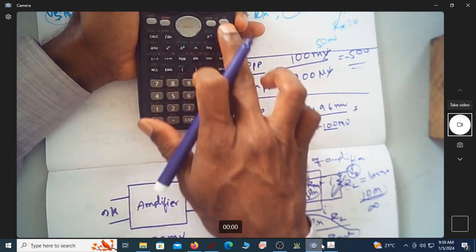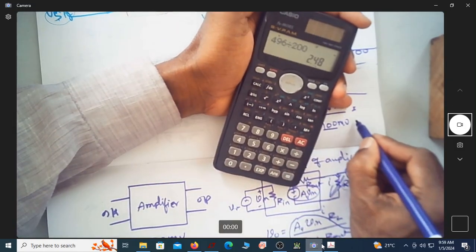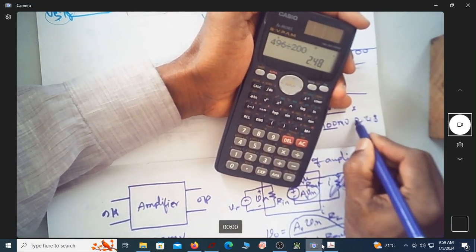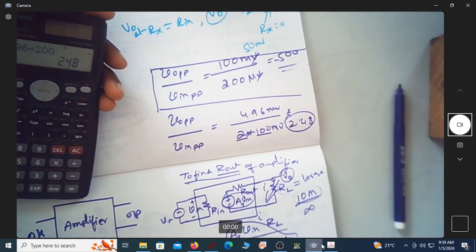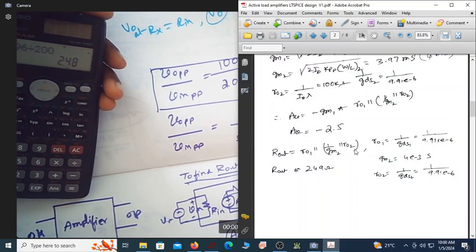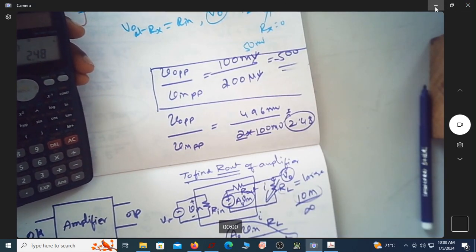So 496 divided by 200 is 2.48. This is the gain of the amplifier. So I have a gain of 2.48 because I am expecting a gain of 2.5. So we are getting almost the same gain as in the simulation result.